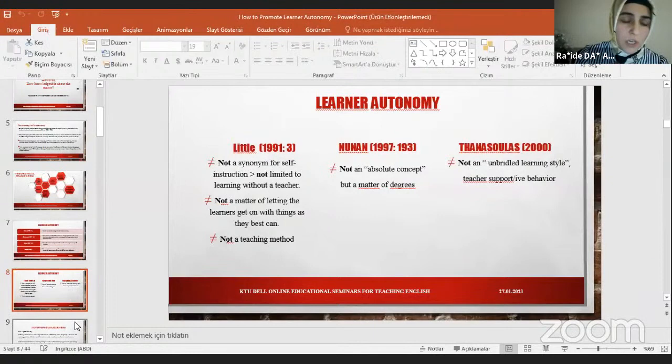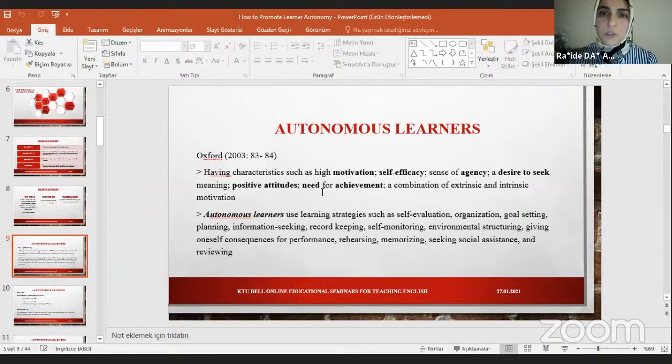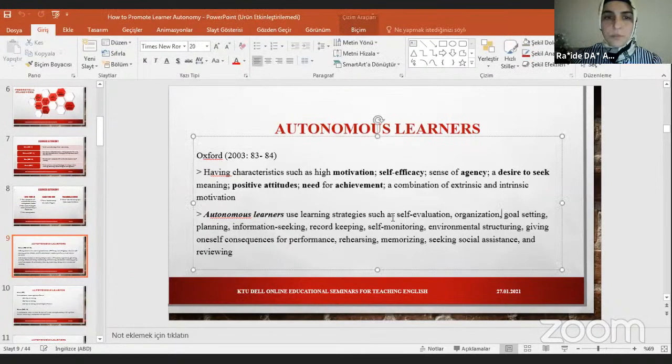So what kind of characteristics do autonomous learners have? In recent years, in 2000, Oxford, who is the most important figure in the field of strategy research, says that autonomous learners have some characteristics like a high motivation level, and their motivation is a combination of extrinsic and intrinsic. They have self-efficacy, they have a sense of agency, that means they have a sense of control, and they also volunteer to seek a meaning behind learning procedures, the learning process, and also they have some positive attitudes towards a learning process. They always have a need for achievement.